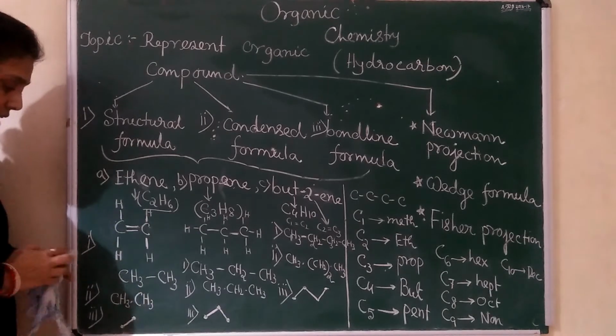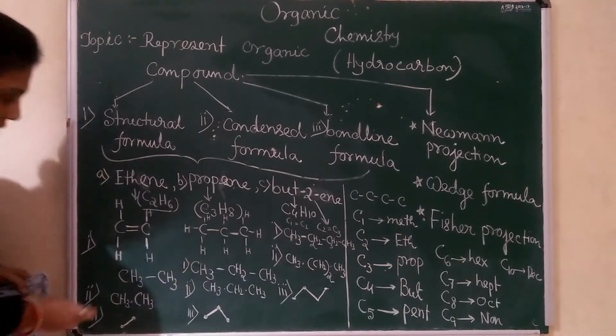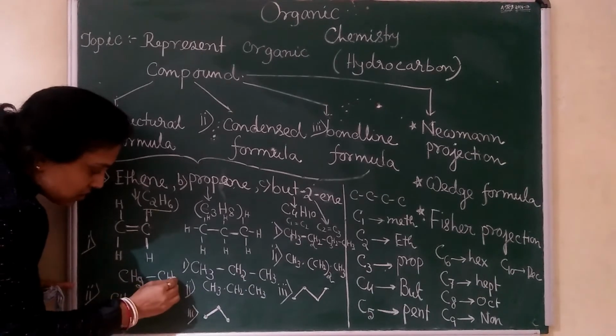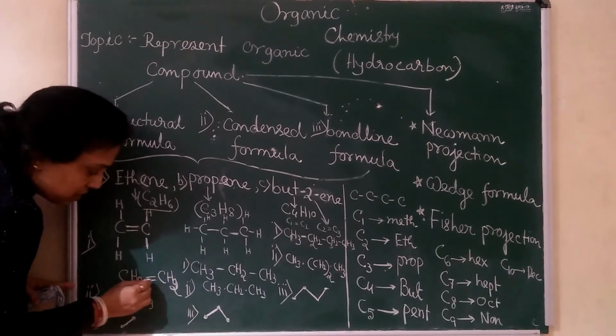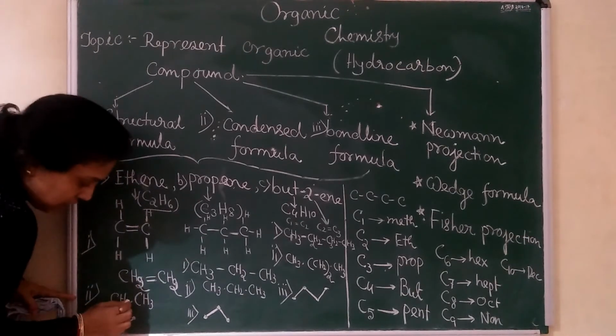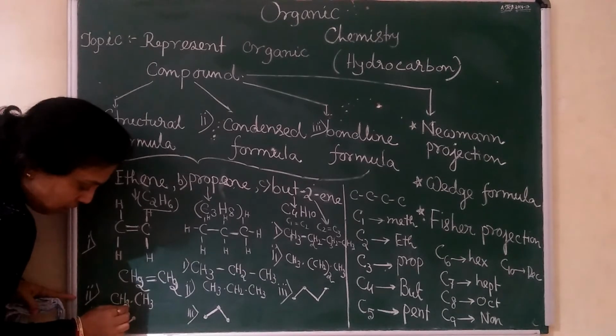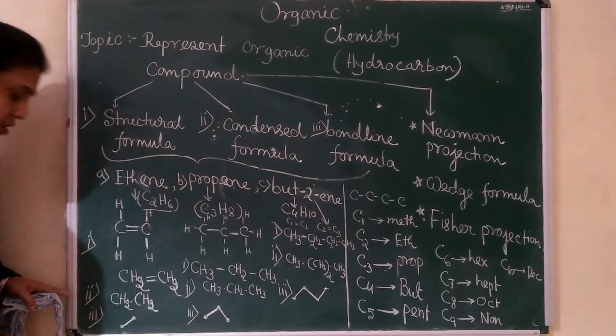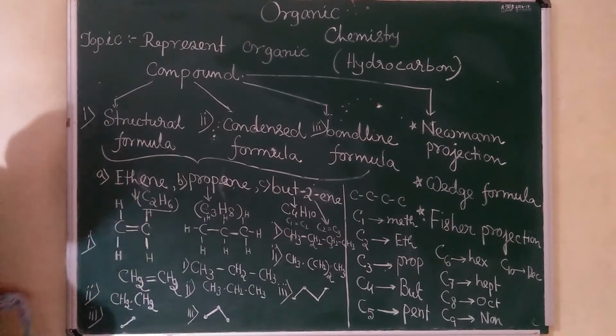Okay. So this is the ethene structure. Here, what will the condensed formula be? This will be CH2 double bond CH2. Sorry, that is the structural formula. In the condensed formula, it is the same way, but you don't have to show the bond. You cannot show the bond.